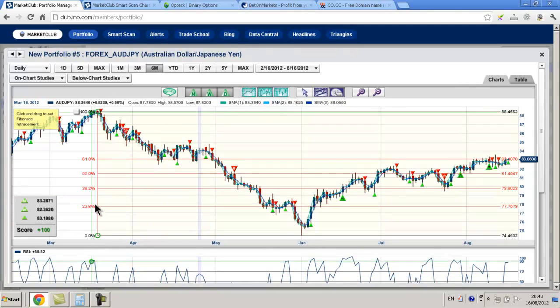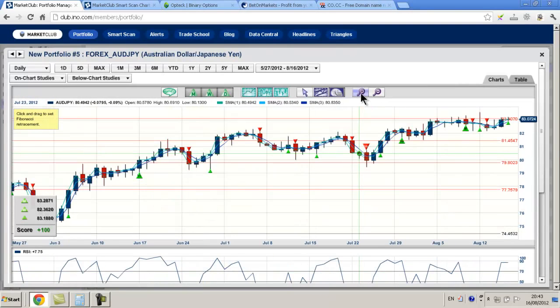So 0, 23.6, 38.2, 50%. That's not a Fibonacci number, it's just 50% of the retracement, and then 61.8 is another Fibonacci number. Okay, so now it's coming up. If I zoom into that, okay, this could be a bit of a problem for me, because here's the Fibonacci line here at around about 83, what is that, 0.14?